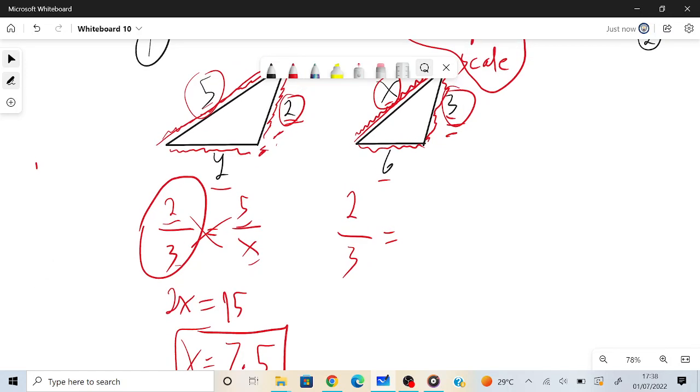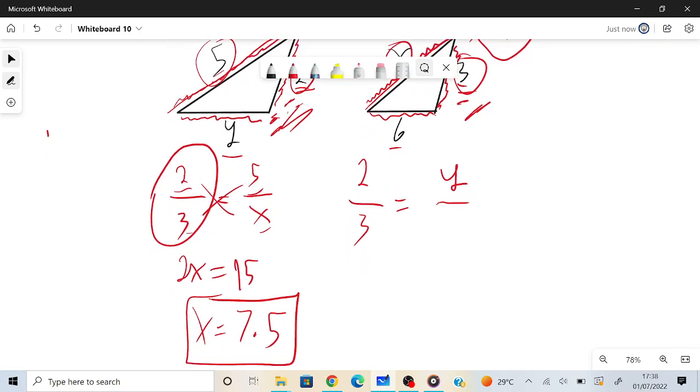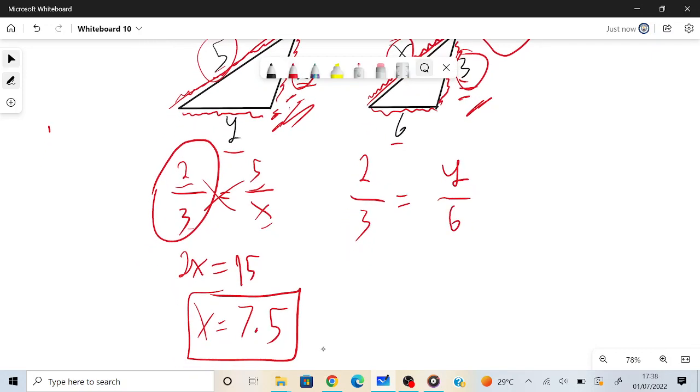And since our numerator is 2 and our denominator is 3, the numerator is from this triangle here and the denominator is from this triangle here, our numerator on the other side will also be from this triangle on the left, which is y, and our denominator will also be from the triangle on the right side, which is 6 in this case.